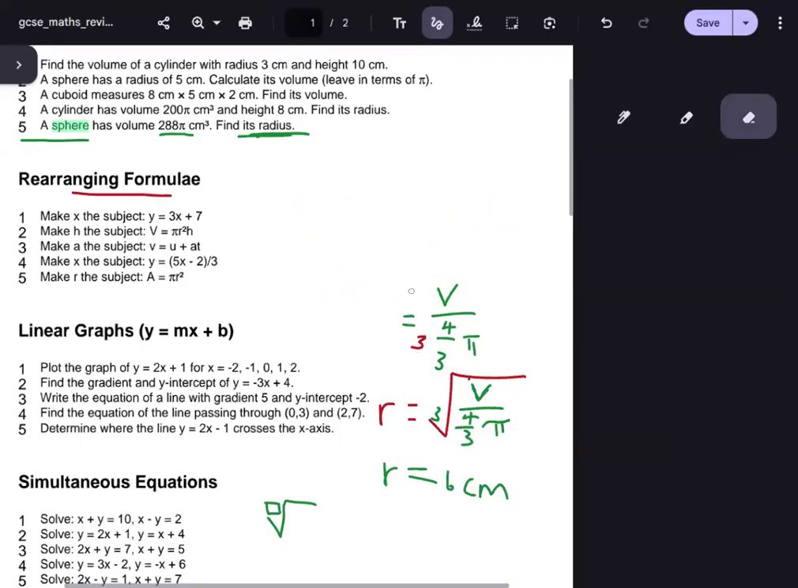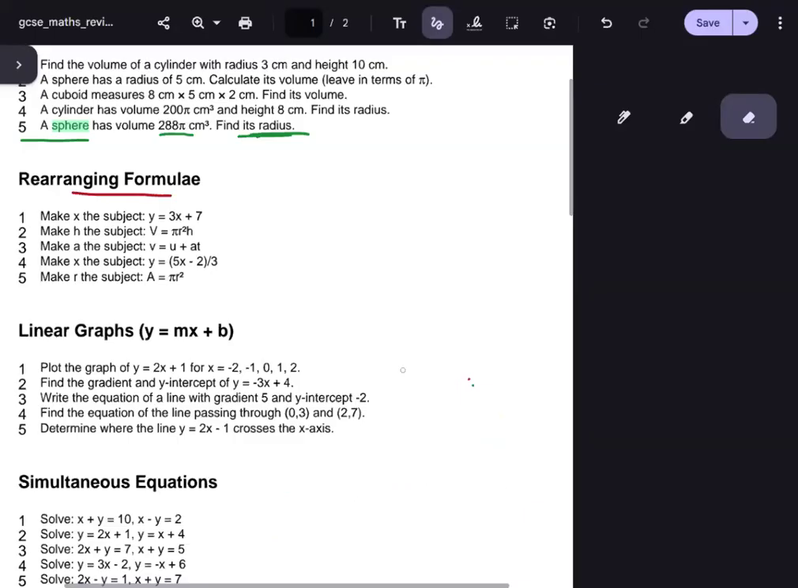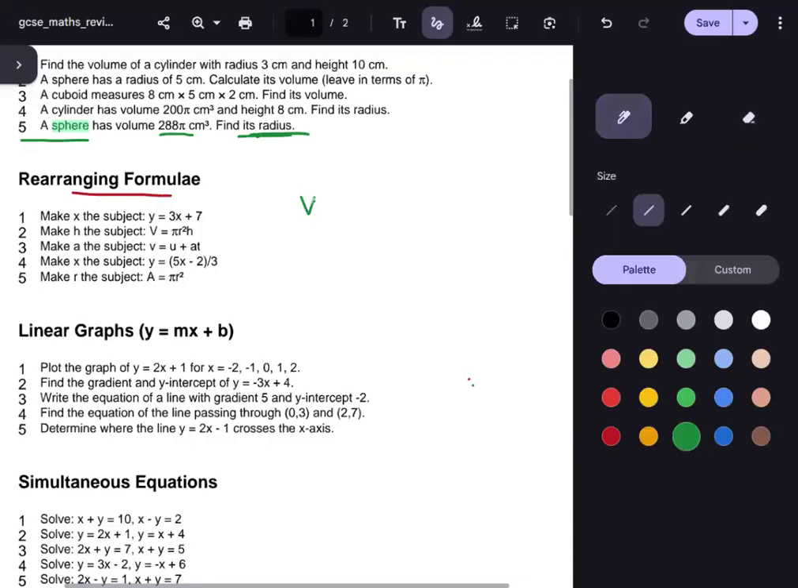So the first one says make x the subject, y is equal to 3x plus 7. So I'm going to write that down for you. Y is equal to 3x plus 7. So we are trying to get this 3x alone to get x alone, right? So what we will do is we'll try to get rid of whatever is next to this x. So we have plus 7 here. If we want to get rid of the plus 7, we can subtract 7 on both sides, right?